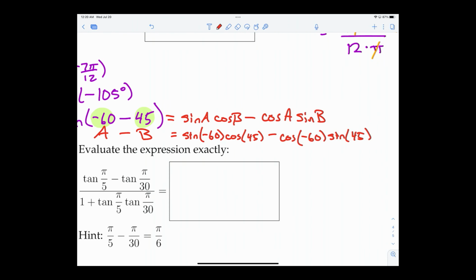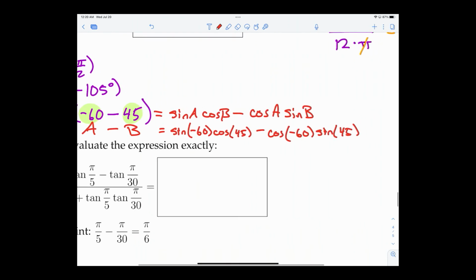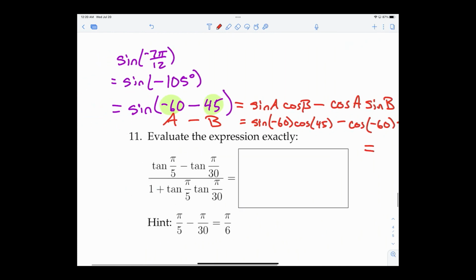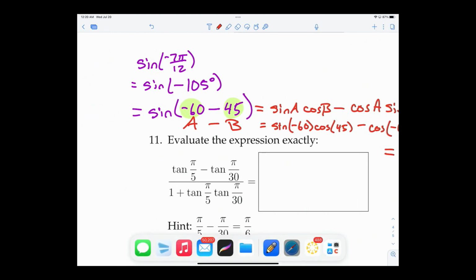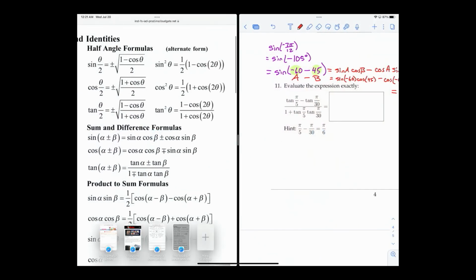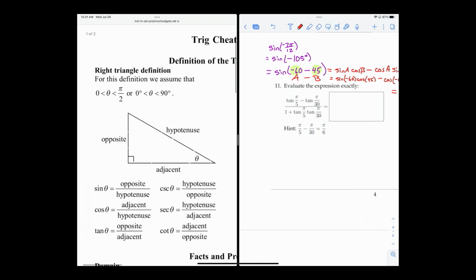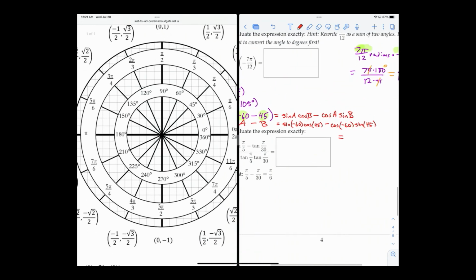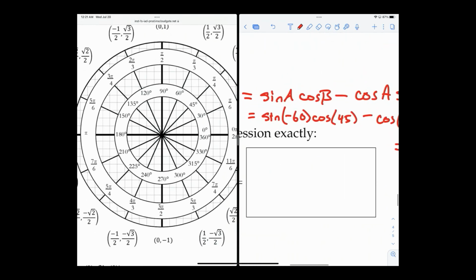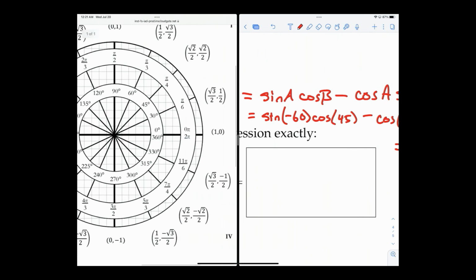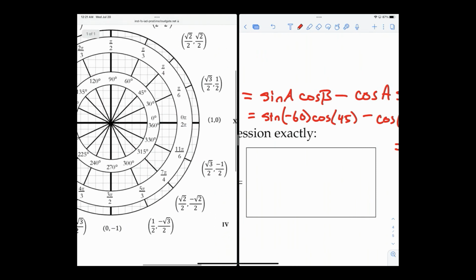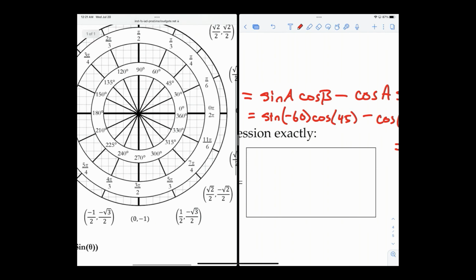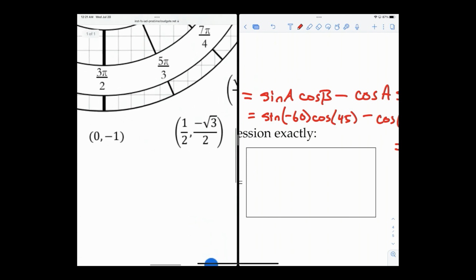And then these angles, you just look up on the unit circle. So back to the unit circle. I like my other unit circle better. Do I have it open? Yeah. So if I go to negative 60 degrees, negative 60 degrees would be 60 degrees, but in the negative direction. That's actually where 5 pi over 3 is.